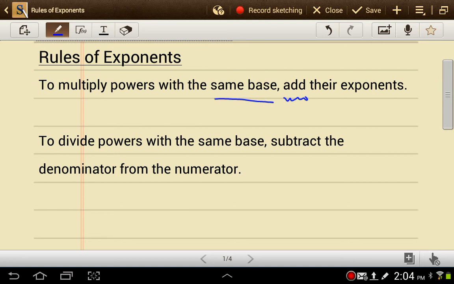To divide powers with the same base, again, same base, you're just going to subtract the denominator's exponent from the numerator's. Okay, so you're going to end up subtracting instead of adding. So that's what our properties are. So let's use our properties.